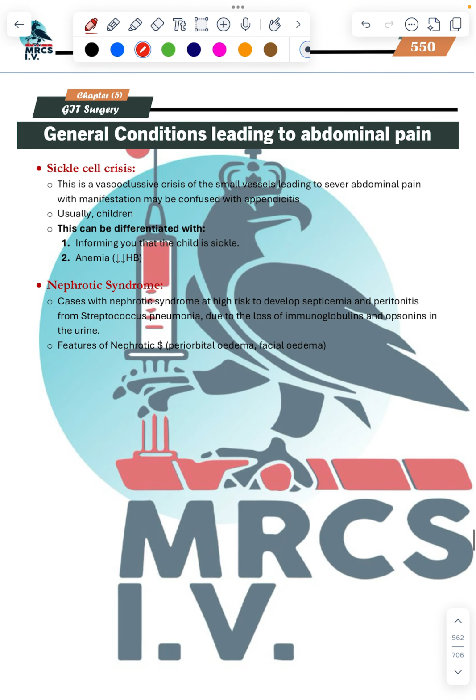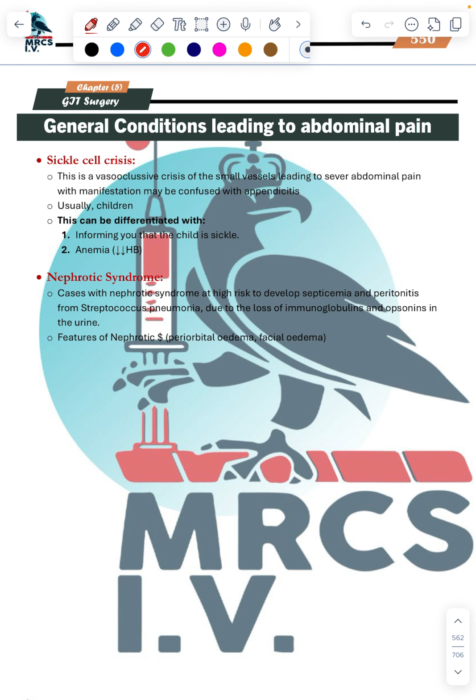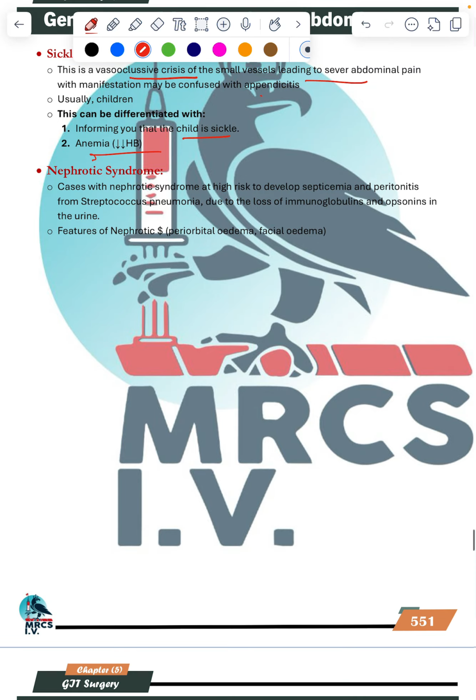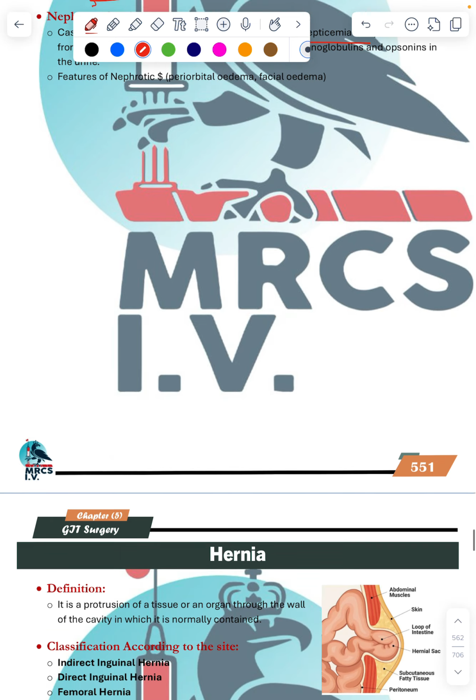General conditions leading to abdominal pain include sickle cell crisis, a vaso-occlusive crisis, where blocked vessels cause severe abdominal pain. It may be confused with appendicitis, but is differentiated by the history, as the child is known to be sickle or anemic. Nephrotic syndrome carries a high risk of septicemia and peritonitis, commonly streptococcal pneumoniae, along with the features of nephrotic syndrome.